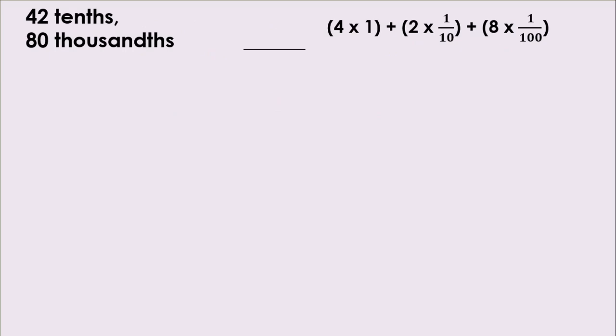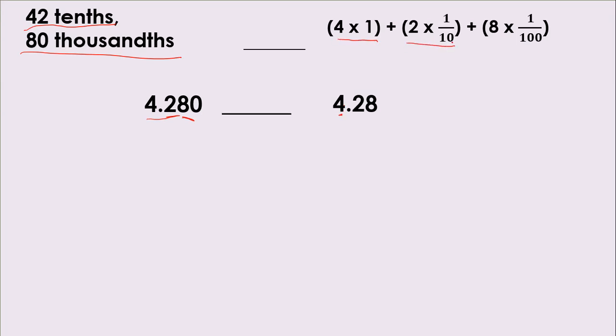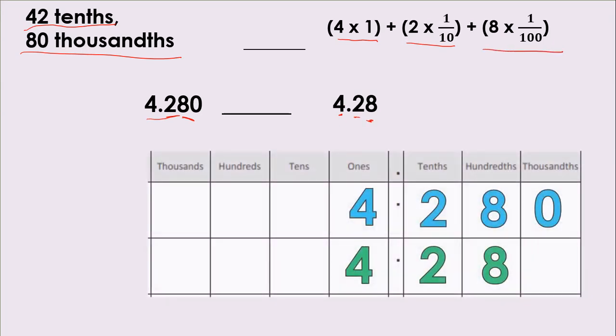Finally, we're going to do 42 tenths and 80 thousandths, and we're going to compare this to the expanded number. So we're going to start by writing these both in standard form. Notice here we have 42 tenths. That's why we have 4.2 with the 2 in the tenths place, and then 80 thousandths. We're going to write 80, putting the 0 in the thousandths place. Here, the 4 is in the ones place, the 2 is in the tenths place, and the 8 is in the hundredths place. We're going to use our place value chart.